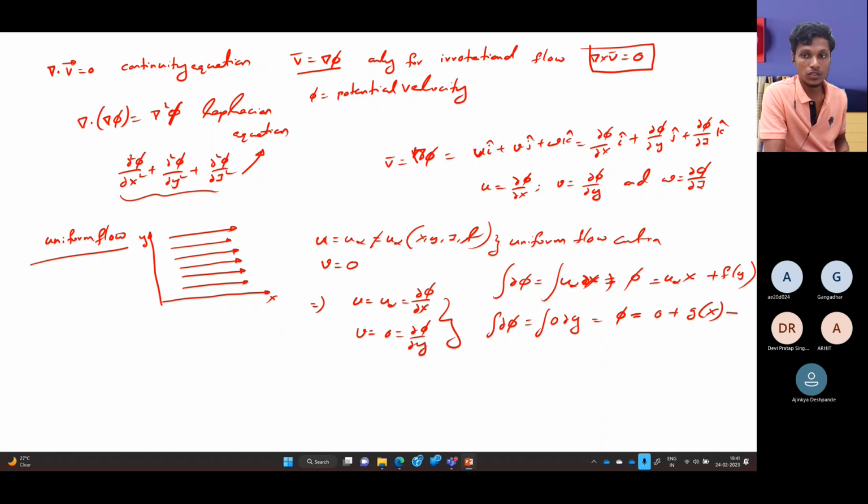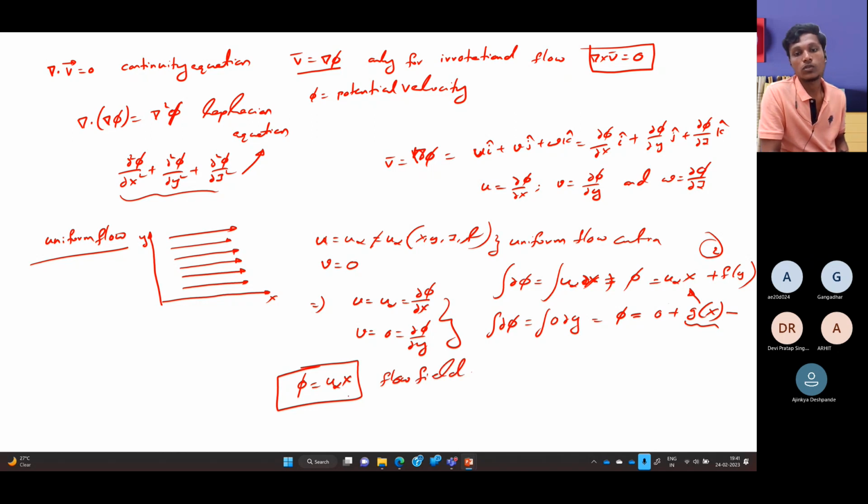Compare now the first function and the second function. In the first function there is some function of x, that is g of x, and this is called u infinity x. And in the second term, some function of y should be there, but here there is a constant. That means the function of y is a constant which equals 0. So phi equals u infinity x is your flow field.